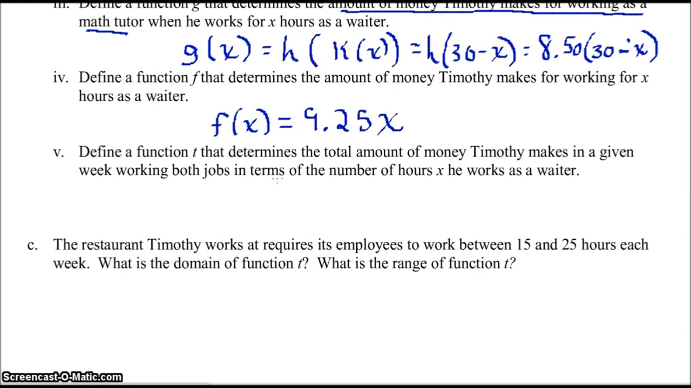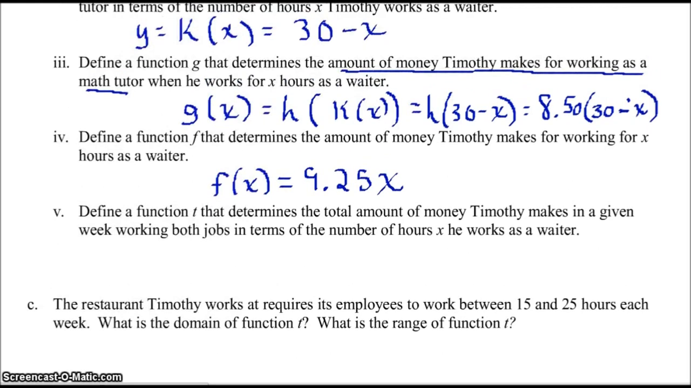5. Define a function t that determines the total amount of money Timothy makes in a given week, working both jobs in terms of the number of hours x he works as a waiter. So this function t just is the total amount of money he works in both jobs. So we have in part 4, f of x is the function that determines the amount of money he makes as a waiter. And then in part 3, we have the total amount of money that he works as a math tutor. And notice they're both in terms of x, which is what we want here. We want our function in terms of x. So this function t of x will just be the addition of the functions g of x and f of x.